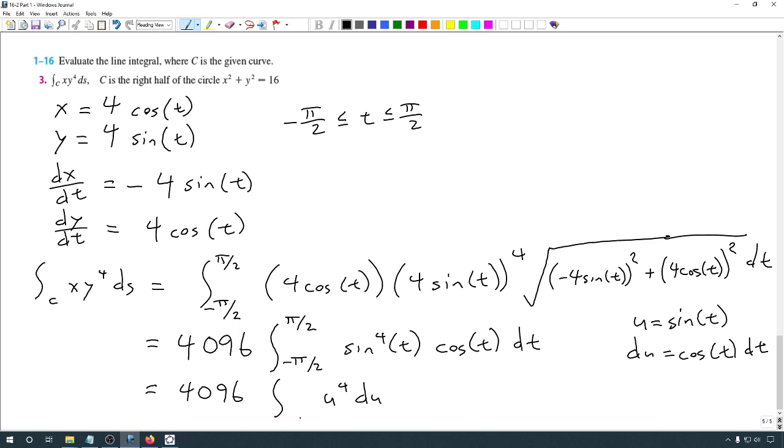Sine of negative pi over 2 is negative 1. Sine of pi over 2 is 1. So this is 1/5 u to the 5th from negative 1 to 1. And that means we get a 1/5 minus a negative 1/5. So we get a 2/5 times 4,096. And that comes out to be 8,192 over 5.